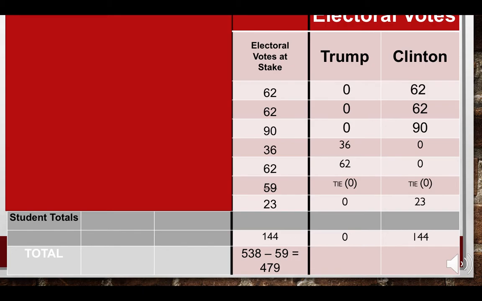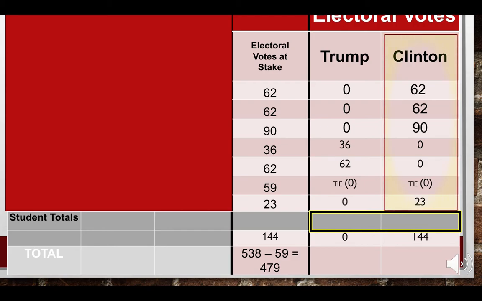Okay, now that you have those things written in, you can see my column is filled in. And now what we're going to do is total up Trump's electoral votes, and put them in this box down here. And then we're going to total up Hillary Clinton's votes, and put them in the box below her. And that will tell us the student totals of electoral votes. So go ahead and press pause and do that now. 3, 2, 1.